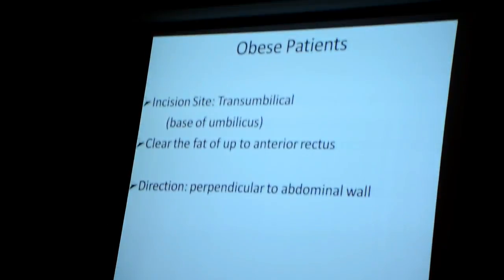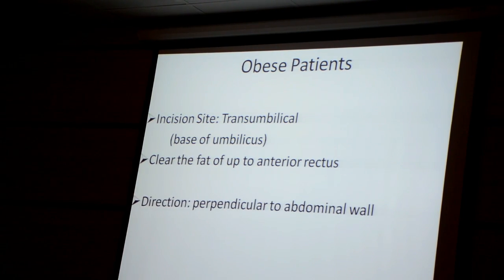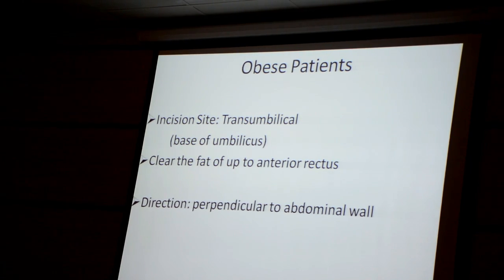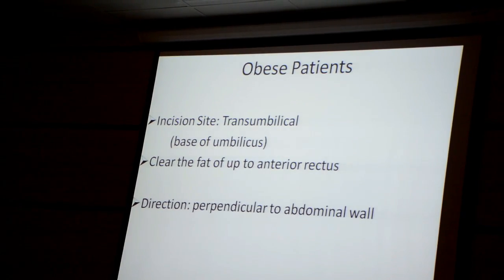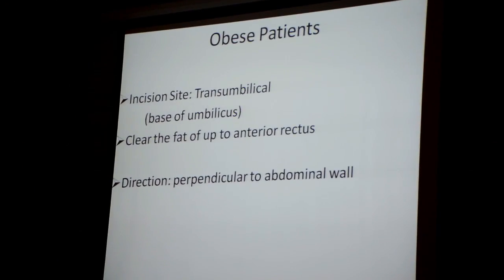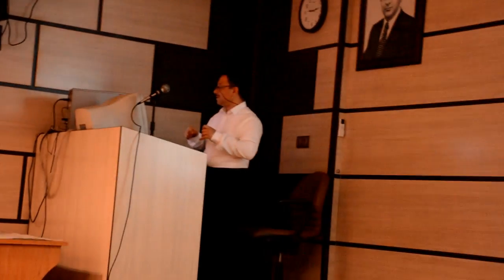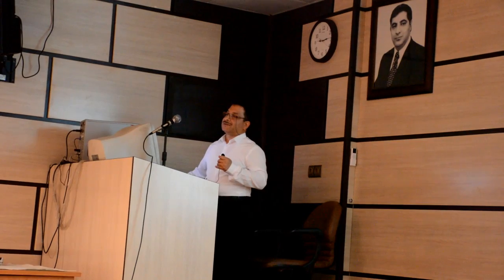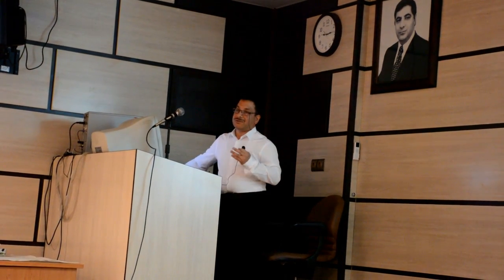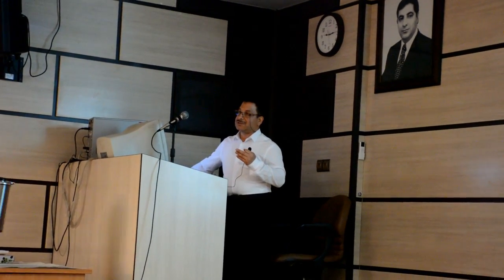In obese patients, it is better to go transumbilical. We can go transumbilical safely after grasping the abdominal wall with two towel clips or by hand. It's better to insert perpendicularly in the umbilicus. But as I told you, from our experience here, we always use the clamp instruments, grasping the sheath and bringing it up, and we enter with the Veress needle very easily.